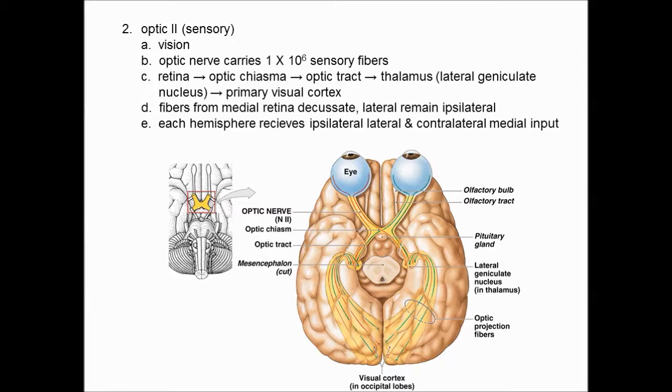From the optic chiasma, the next part of the course is called the optic tract, and then they go to the thalamus, part of the thalamus called the lateral geniculate nucleus, not that I care, but they go to the thalamus where they synapse, and then the next order of neuron goes to the visual cortex, which is in the occipital lobe. So because of this unique arrangement, each hemisphere receives ipsilateral lateral fibers. In other words, on the same side it gets lateral information from that eye, but contralateral information from the medial portion of the other retina.